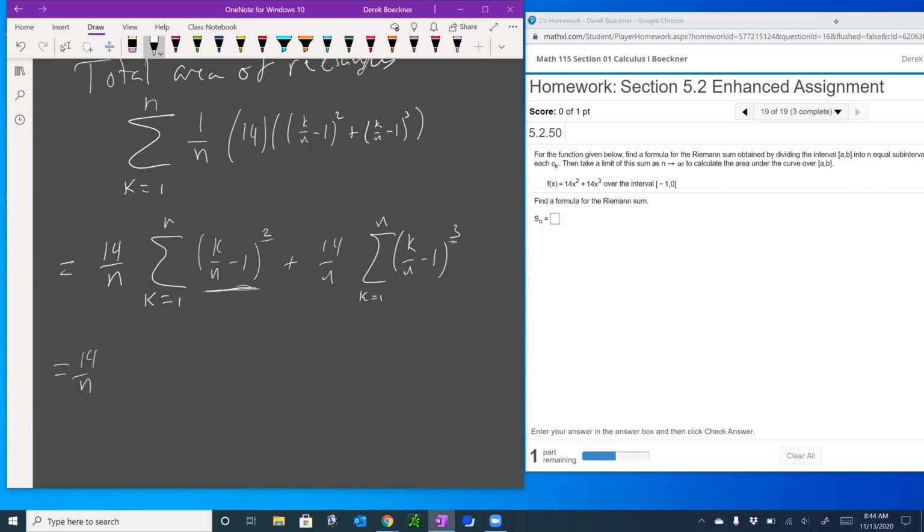And actually, I'm gonna rewrite it, sorry, as this, and we'll expand that out, and then we'll combine like terms, and then we'll have 4 different sums, one for each of the powers of k.